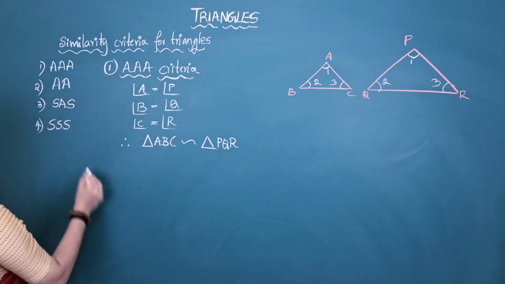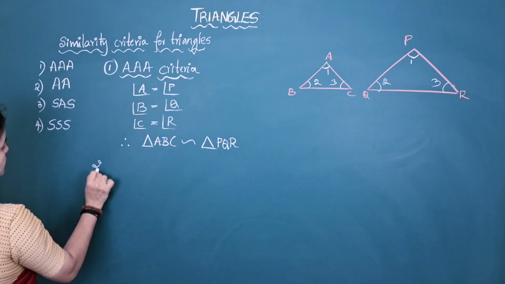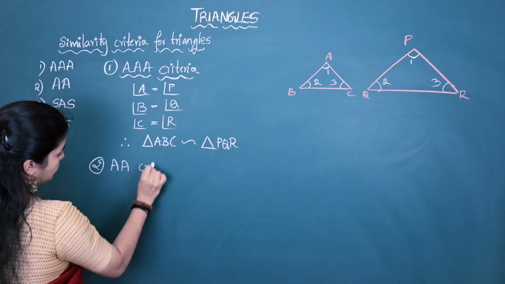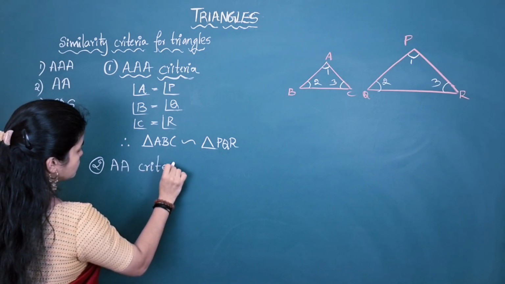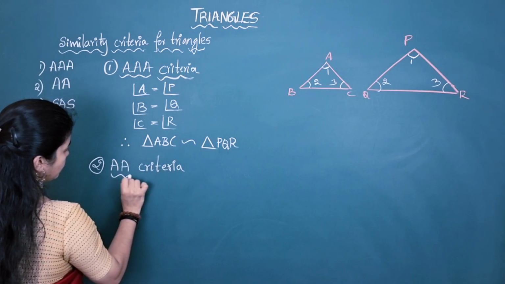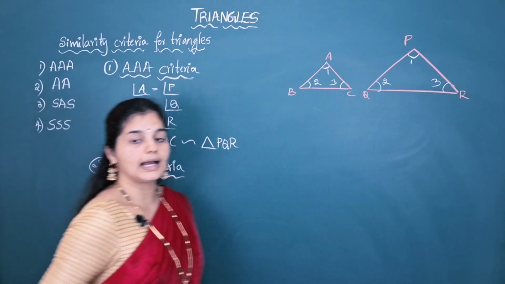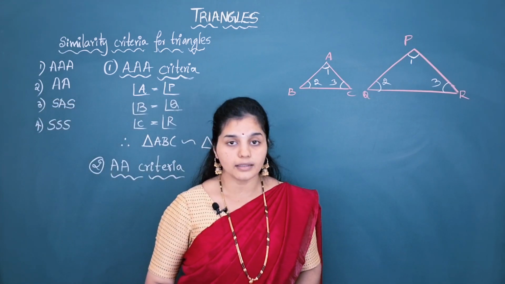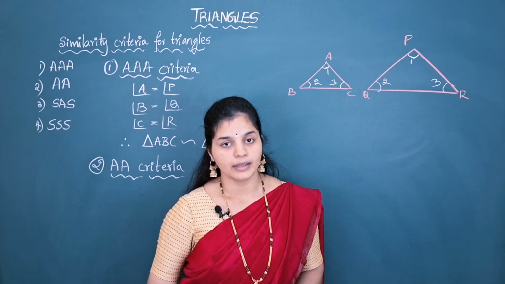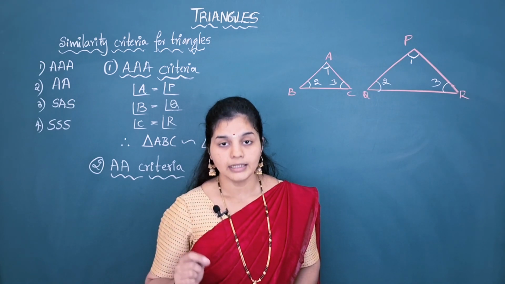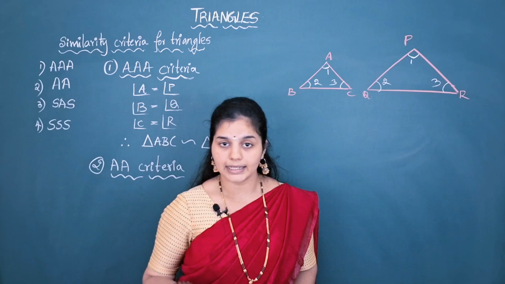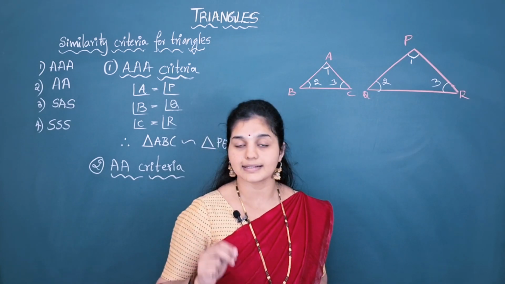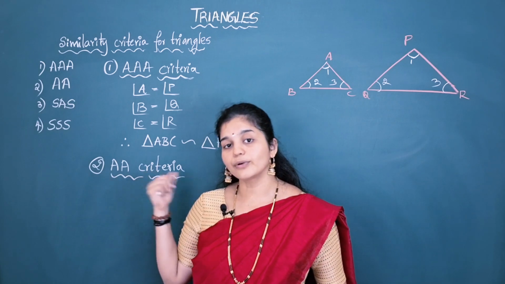Now the second criteria we have is AA angle criteria. According to this criteria, if any two corresponding angles of the two triangles are equal, then those triangles are said to be similar. If two corresponding angles of two triangles are equal, then you can tell the two triangles are similar.